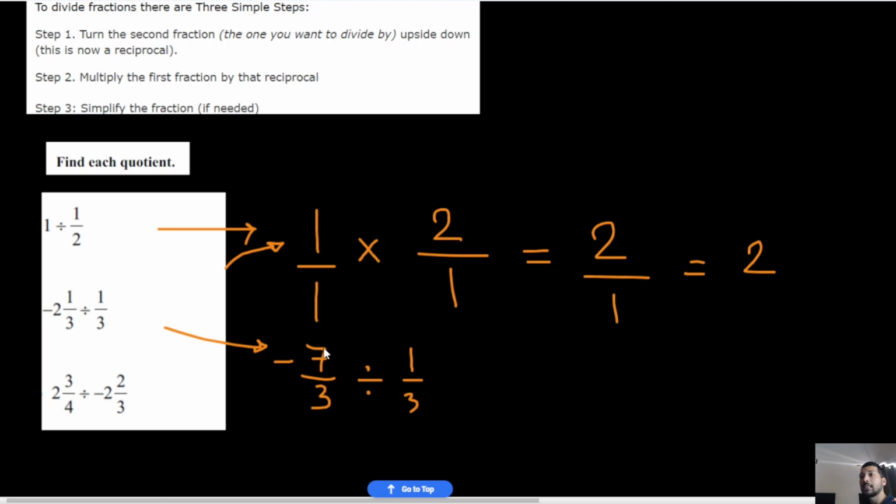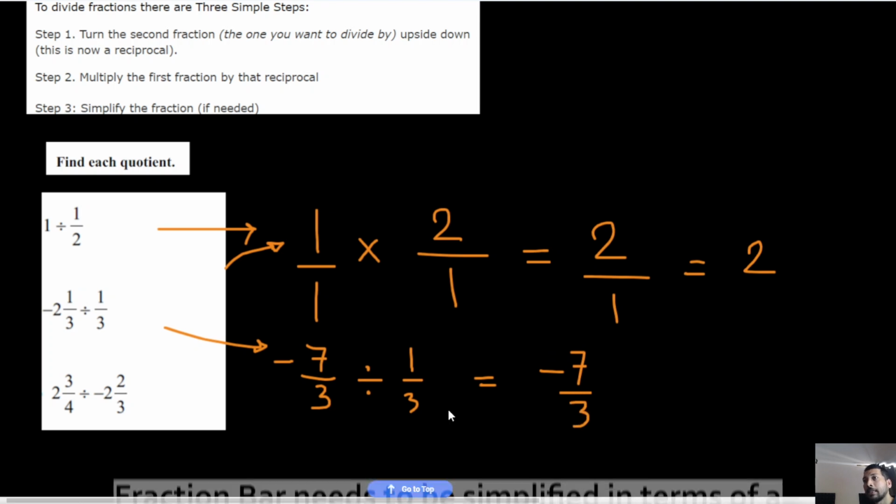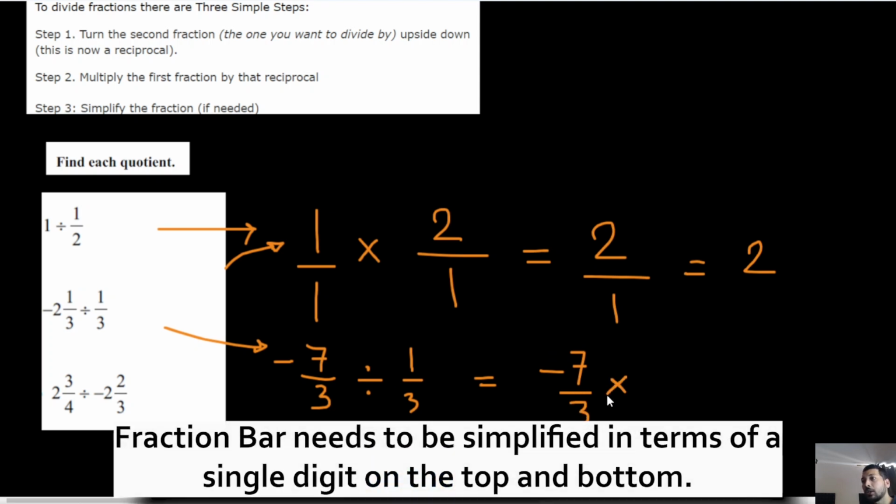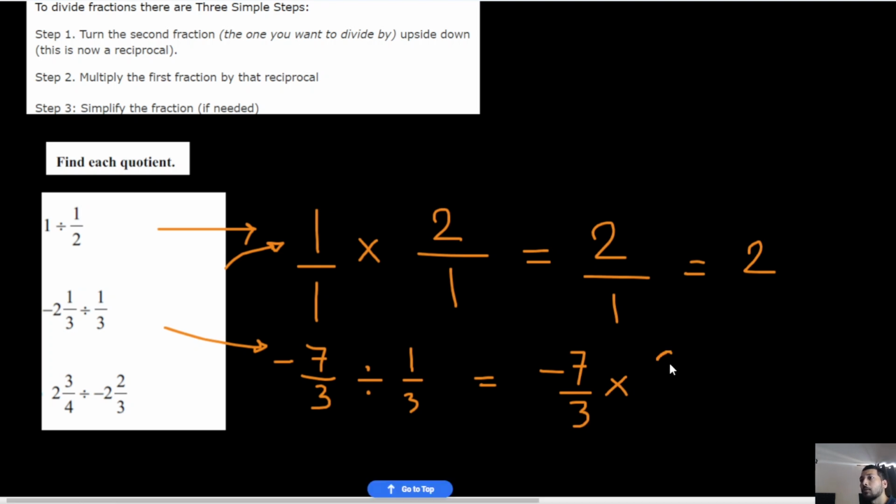Now we apply the KCF rule. So we keep the first fraction same, that is negative 7/3. Turn the division sign into multiplication and flip the second fraction. So 1/3 becomes 3 over 1. Now again, we can do this multiplication in two ways. We can multiply these top numbers, negative 7 times 3, that is negative 21 over 3. Negative 21 over 3 simplifies to negative 7.